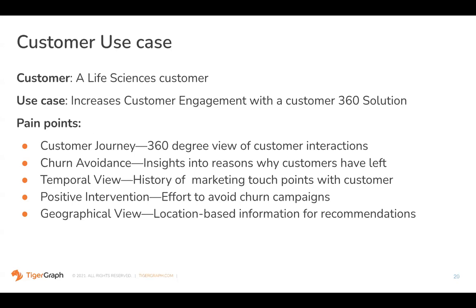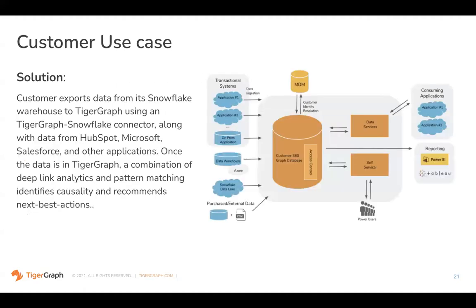And lastly, some of the data was location based. So if they wanted to send recommendations based on some geographical view, that also was not possible with the way the data was in a relational database. So the solution they built was this: they had a lot of their data in the Snowflake data warehouse, and also data in other systems like HubSpot, Microsoft, Salesforce, and other applications. They used the connector to bring in the data from Snowflake, and also brought in data from other sources into TigerGraph.